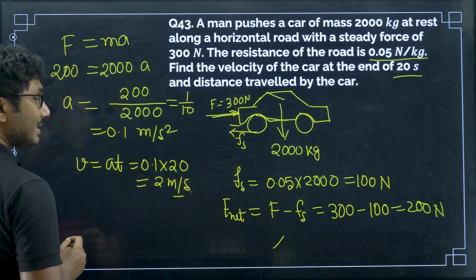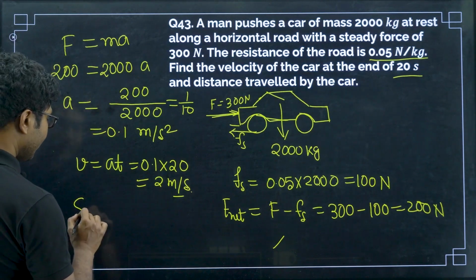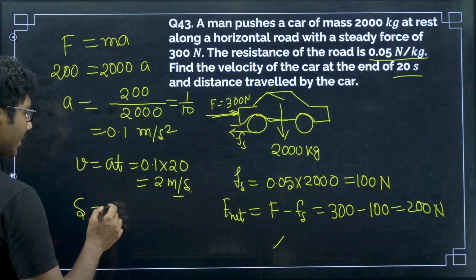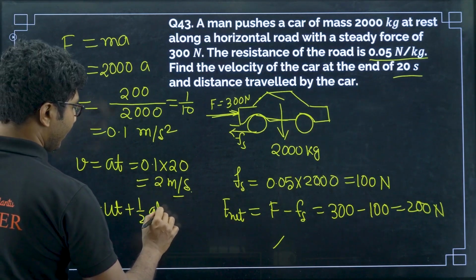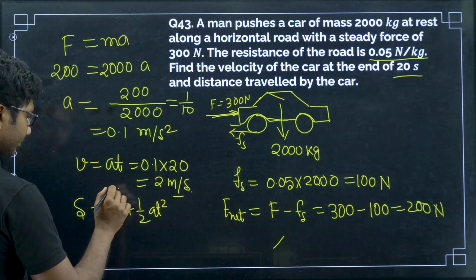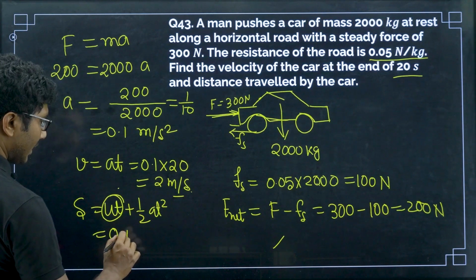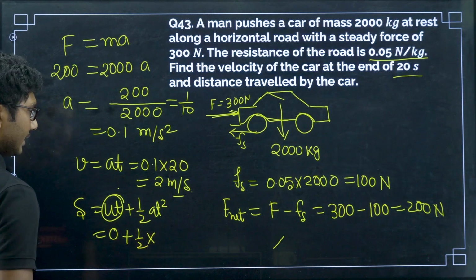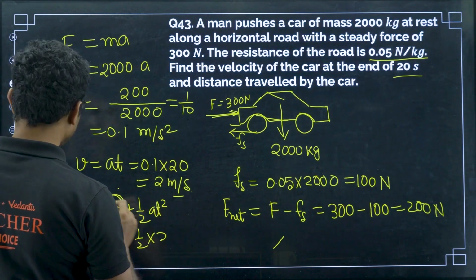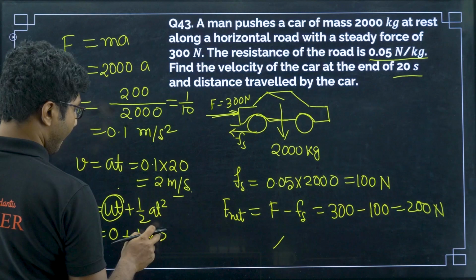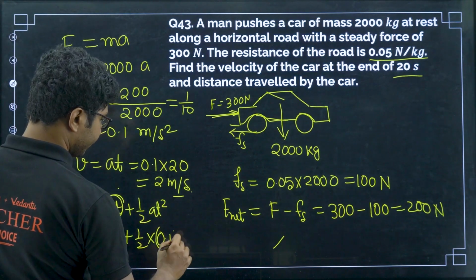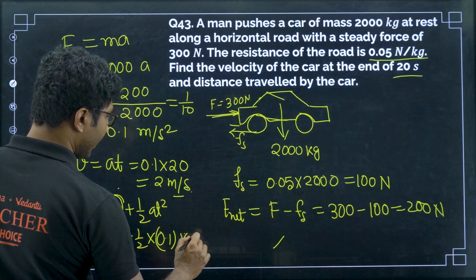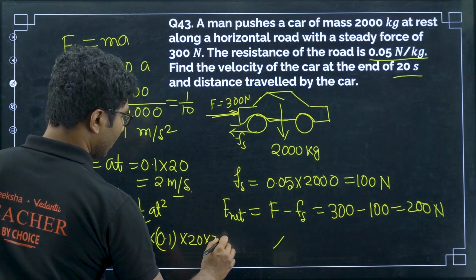Now how much distance has it travelled? S equals to ut plus half at square. u is 0, so it becomes 0 plus half, a is 0.1, and t square is 20 into 20, right.